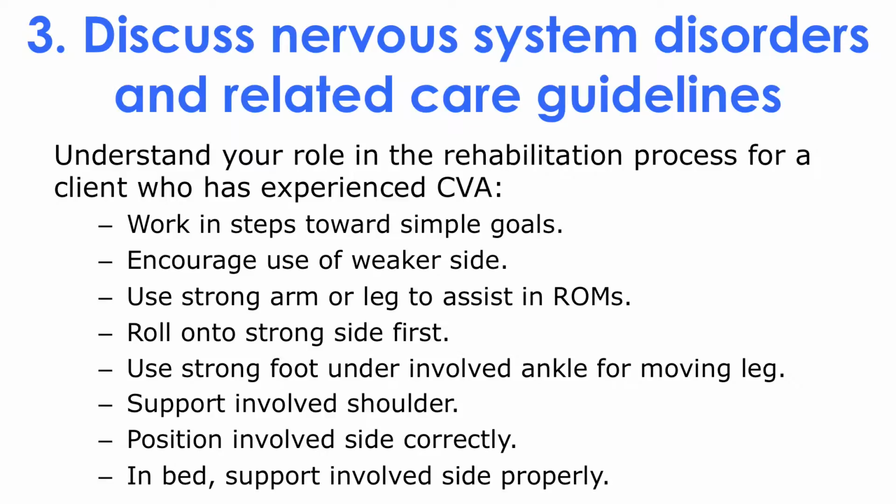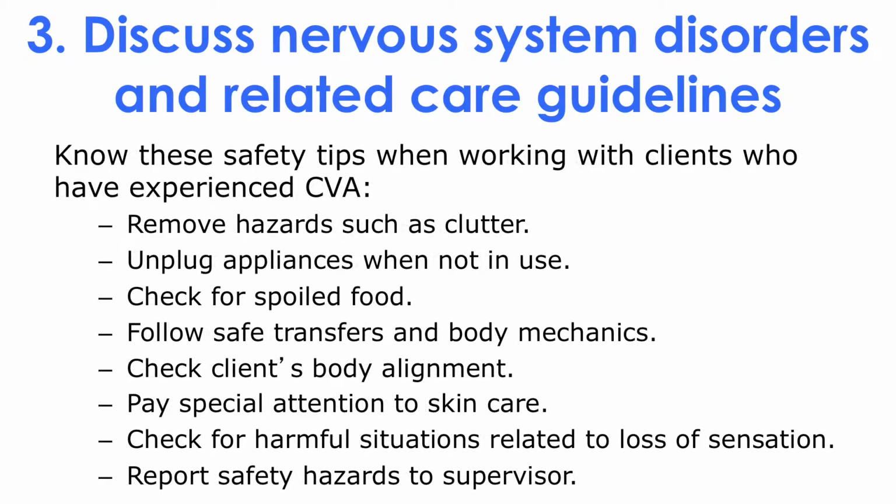Support that involves the shoulder. For example, if the right side is affected, we need to support them on the weak side because that's the one that got affected. Positioning is always important. We need to make sure we give the care that's needed for them. Also understand we need to remove any possible hazards such as clutter on the floor, because they have difficulty with their balance and their gait. They may need the use of a cane or a walker as they get better with their therapy.